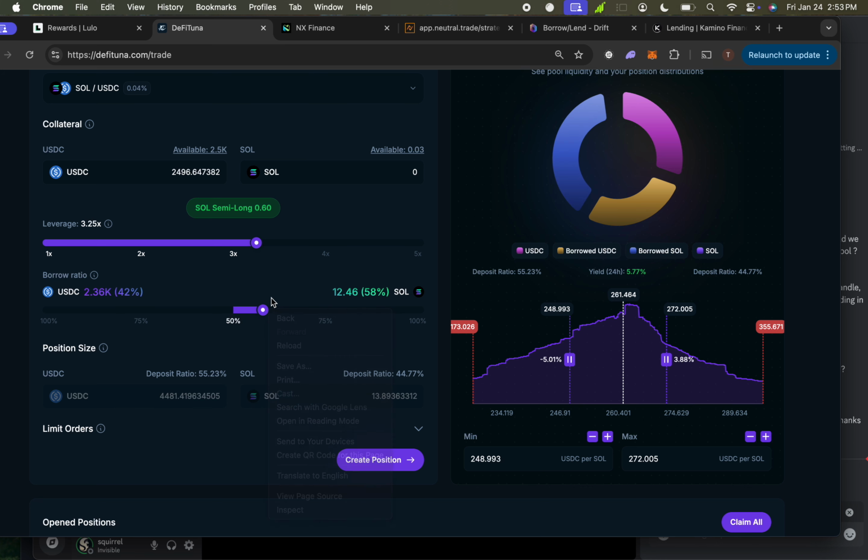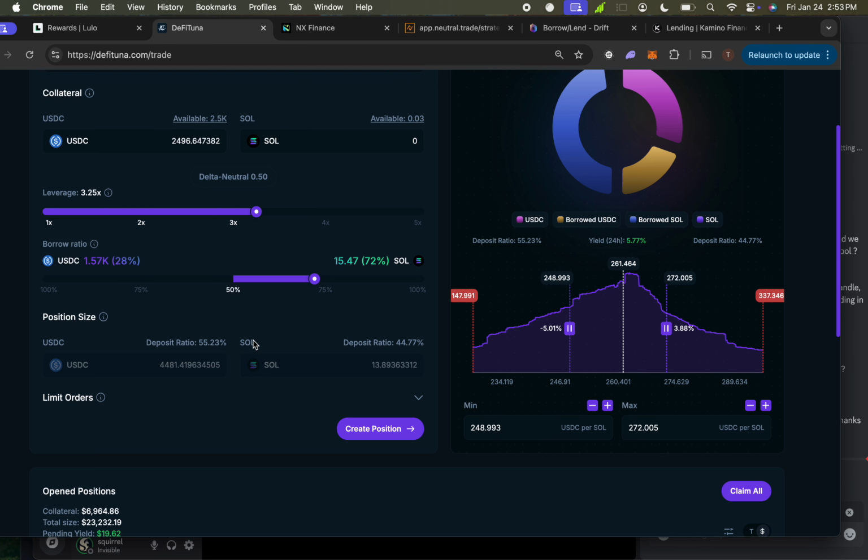I'm going to slowly move this slider until I'm delta neutral, which still leaves me at 5.77% yield. And I have a pretty decent range here of roughly 10 points. But what I can do is continually, slowly drop this off if I want to increase that yield or increase the range.